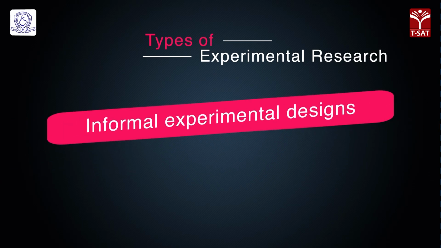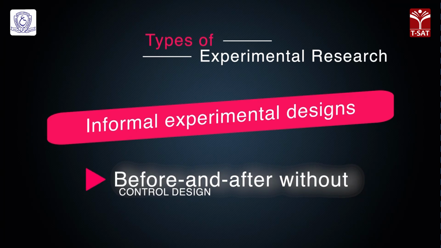Now, let us discuss the informal experimental designs, and the first one under it is before and after without control design. In this design, a single test group or area is selected and the dependent variable is measured before the introduction of the cause variables. For example, a patient comes to the hospital for treatment. The doctor will test or measure the patient's dependent variable before the introduction of the treatment. The treatment is then introduced and the dependent variable is measured again after the treatment has been introduced.